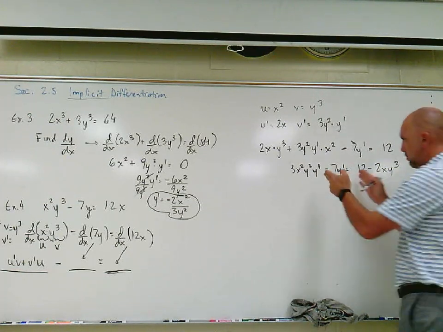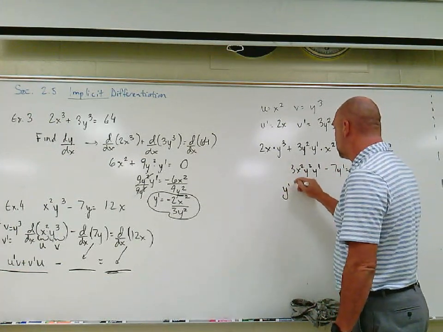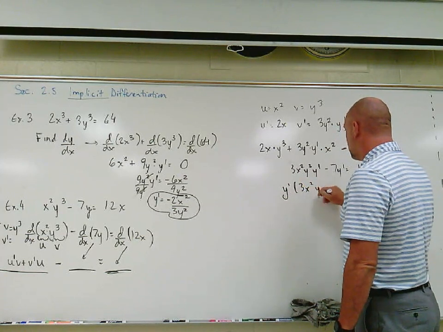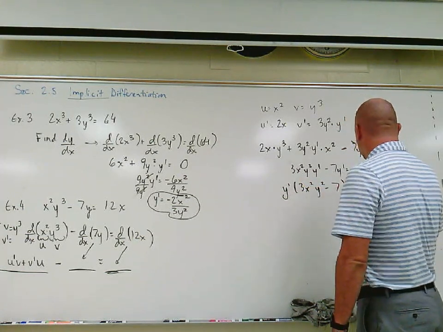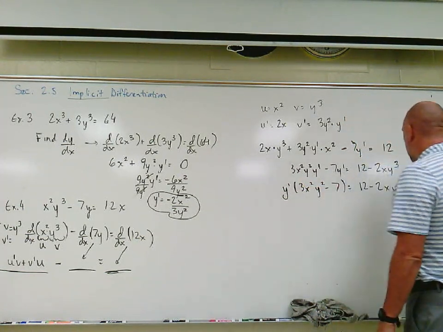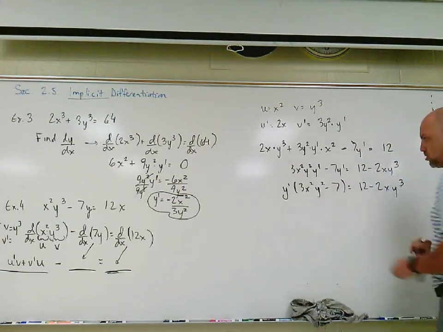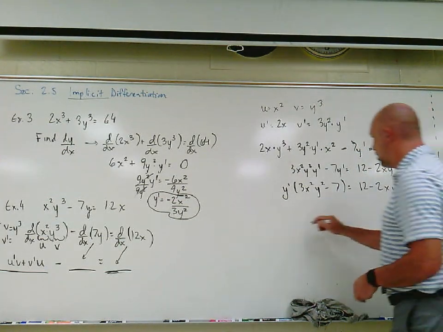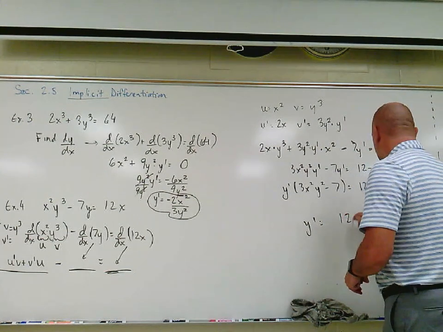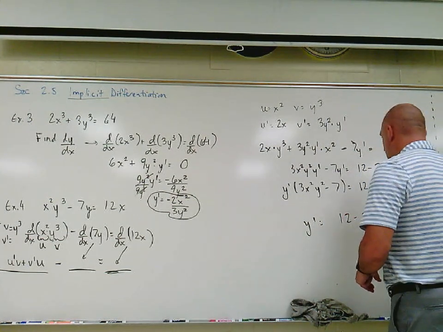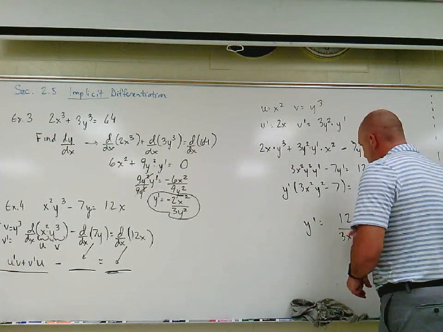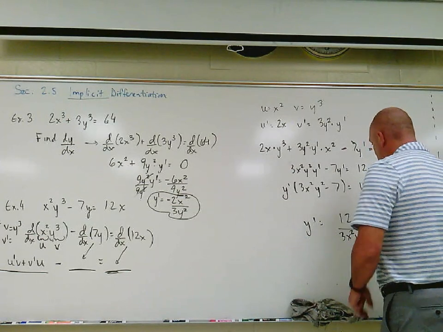So if you go step by step, now you factor out the y primes, 3x squared y squared minus 7. And now that last operation that you have to do is division, and division will allow me to isolate y prime. So let's see.